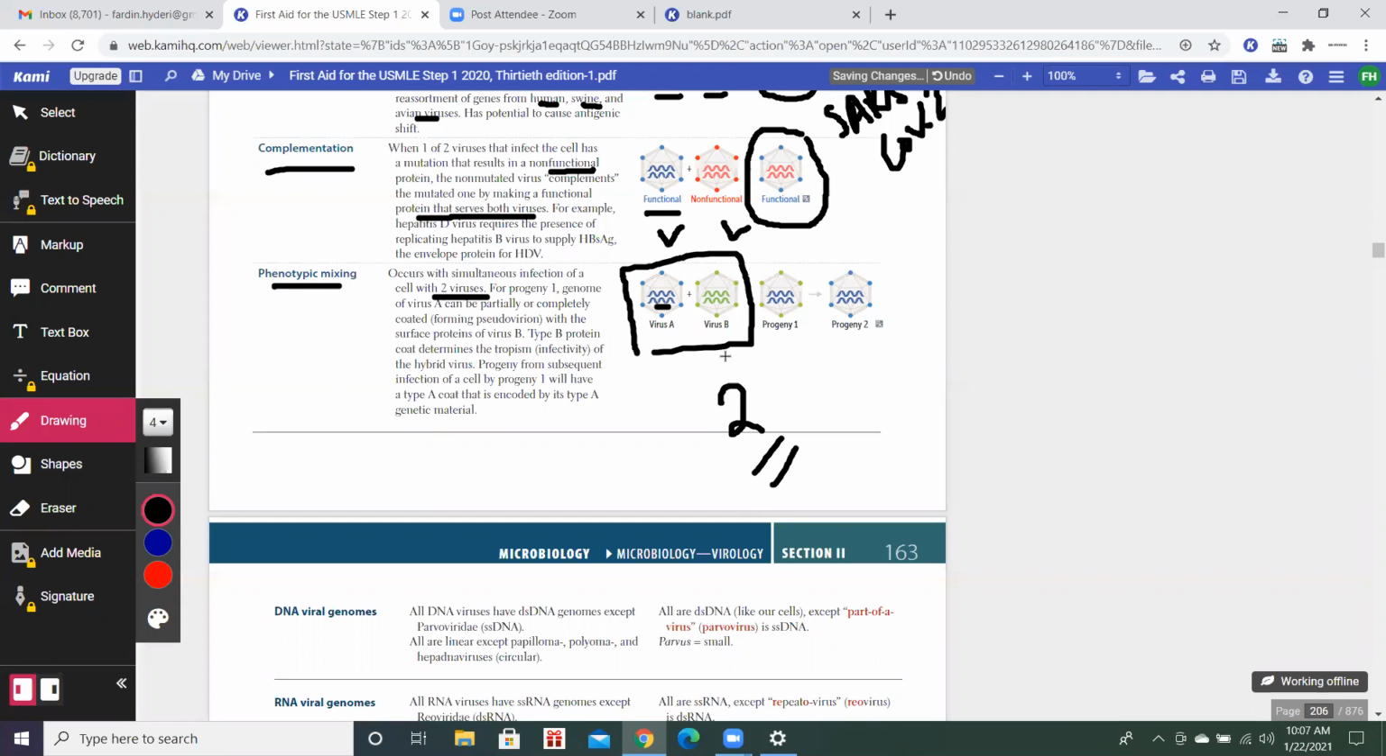So once again, easily put, viral recombination is the exchange of genetic material.